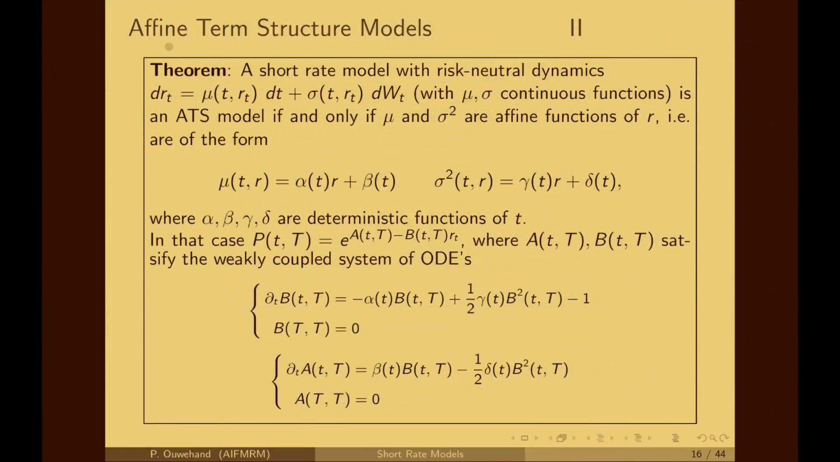In the previous video, we introduced affine term structure models. These are models where the short rate has dynamics where the drift and the volatility squared both are affine functions of r. Recall that alpha, beta, gamma and delta here are deterministic continuous functions. In that case, it can be shown that the zero coupon bond prices take the following form, where capital A and capital B are also deterministic functions, which are solutions to the following sets of ordinary differential equations.